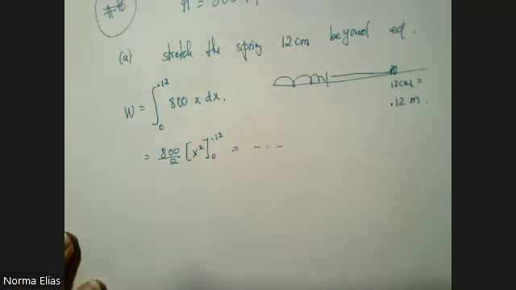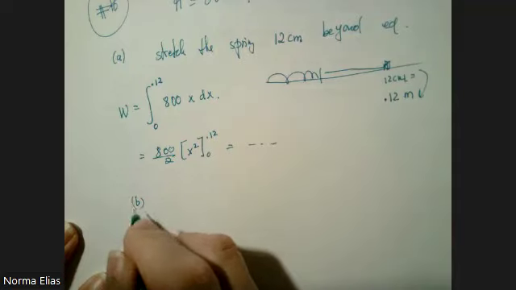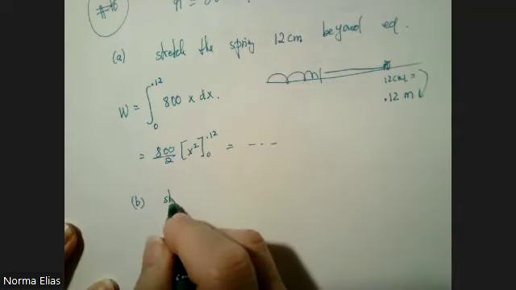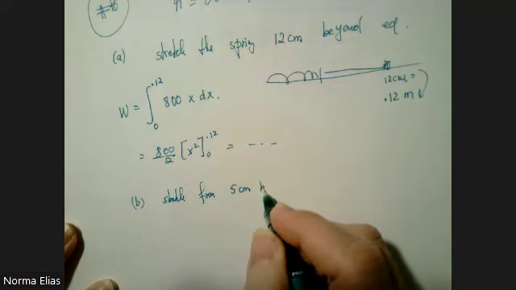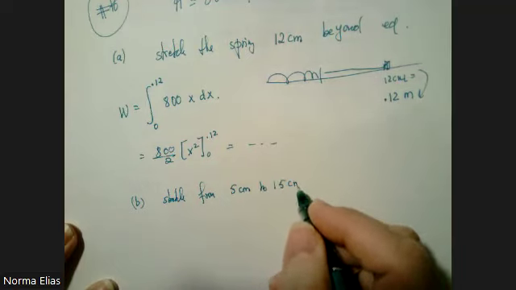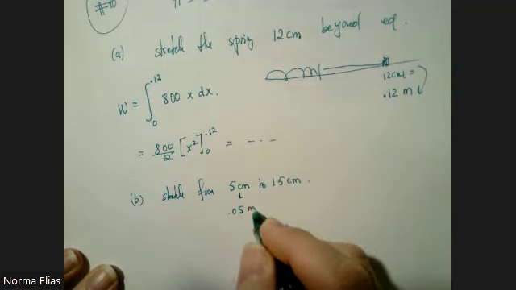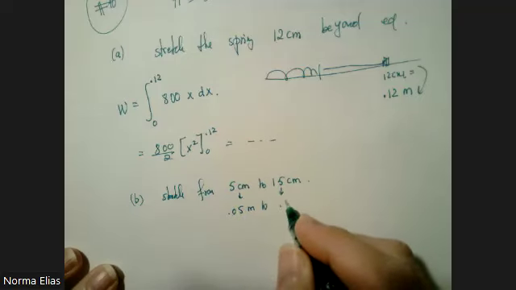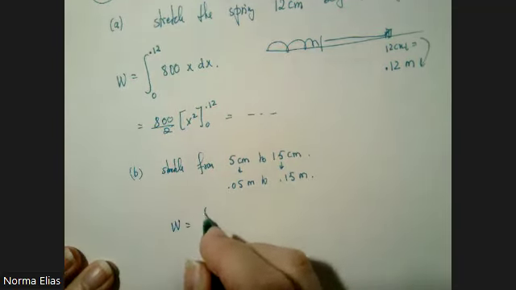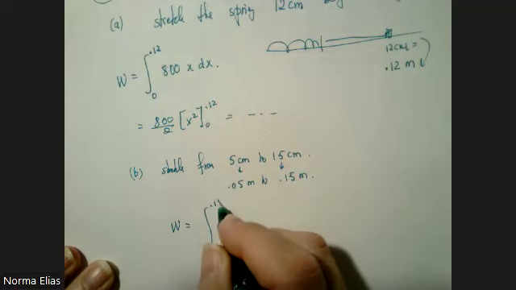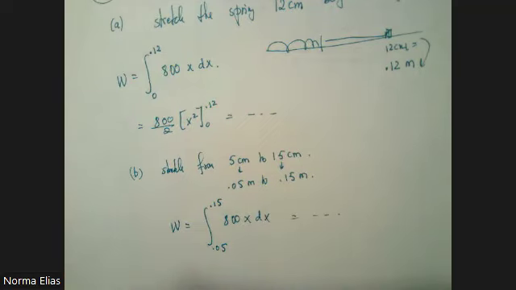All right? So the main thing in this problem is to make you aware that you have to convert to meter for the problem to work. So part b is the same, stretch from 5 centimeter to 15 centimeter. Again, I have to first convert, so 5 centimeter is 0.05 meter, and 15 centimeter means 0.15 meter. So we divide by 100. So the work is going to be the integral from 0.05 to 0.15 of 800x dx. And the rest is just computation.